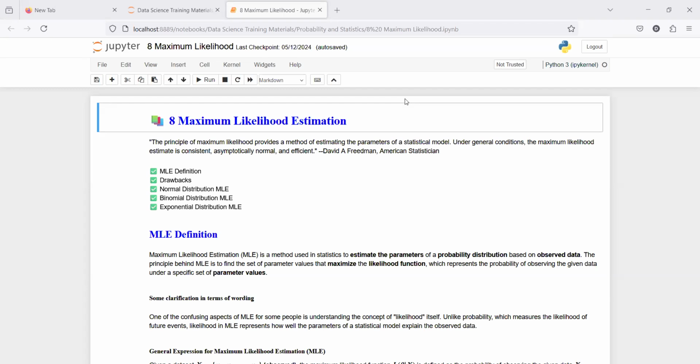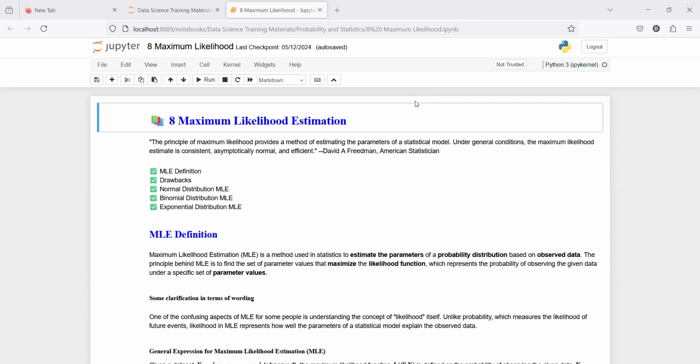Starting off with a quote, this will summarize what maximum likelihood estimation is about. The principle of maximum likelihood provides a method of estimating the parameters of a statistical model. Under general conditions, the maximum likelihood estimate is consistent, asymptotically normal, and efficient. Recall from our earlier section that we discussed consistency, asymptotically normal, meaning as the sample size increases, it should resemble a normal distribution, and efficient. This was written by David Freedman, an American statistician.